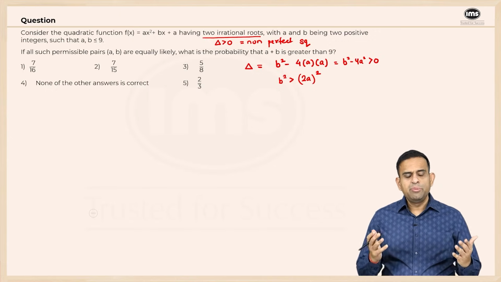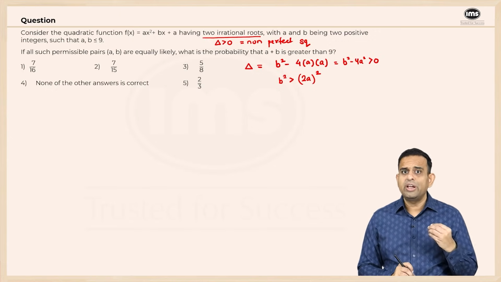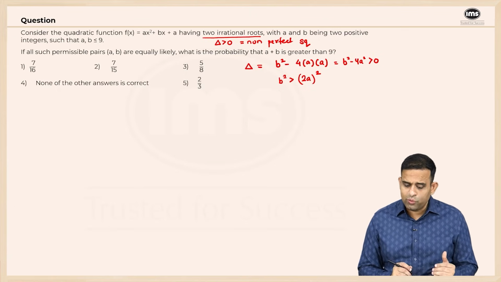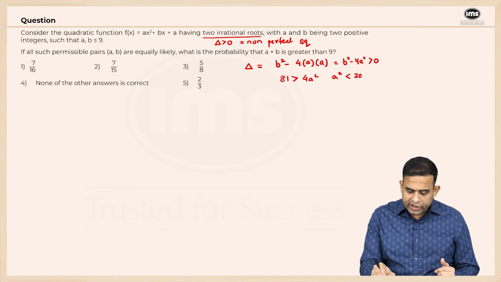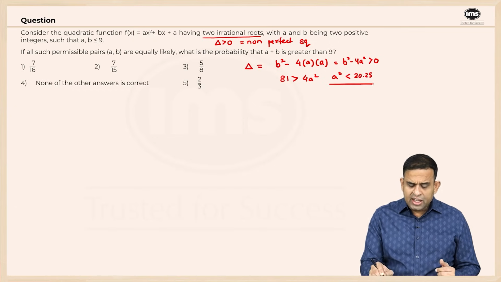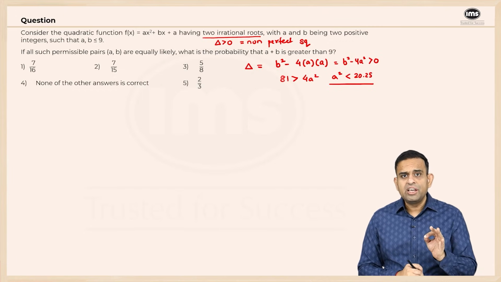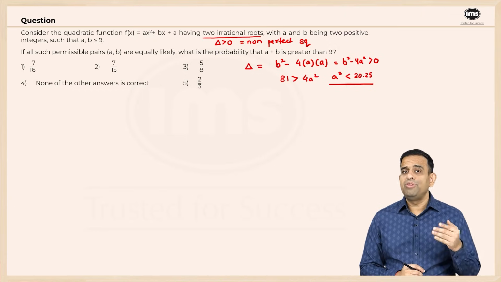Now what is the upper limit on the value of b? One can say b in this particular case has to be at most 9, because I can take the largest possible value of b to be 9 over here. So this is going to give you that 81 will be more than 4a square, or one can say a square has to be less than 20.25. And that simply means, since a and b are positive integers, the largest a we can think of is going to be 4. I can't take the value of, let's say, a to be 5 or more.